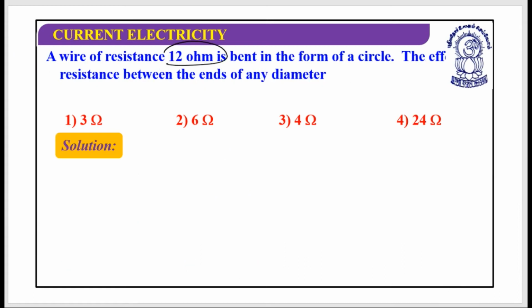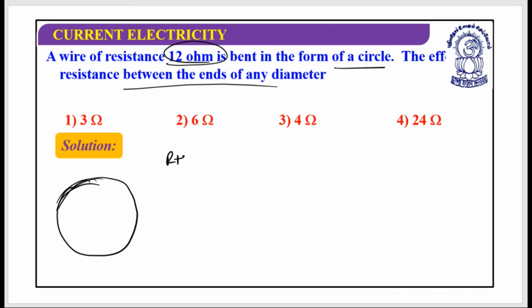A wire of 12 ohm is bent in the form of a circle. Find the effective resistance between the ends of any diameter. Okay, so let's have one circle, please. This is the circle, and the R total is 12 ohm. Now I need to find the resistance across any two diametrically opposite positions.